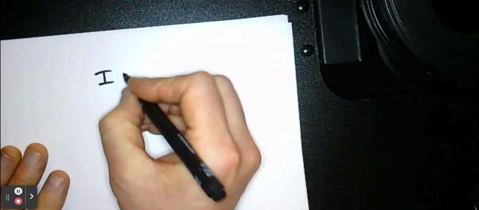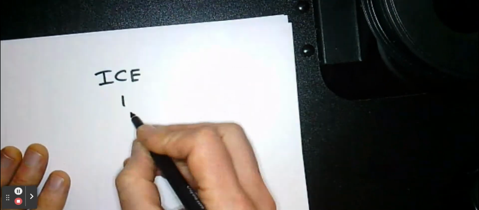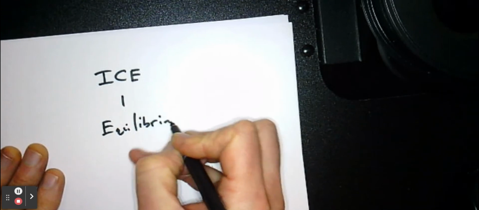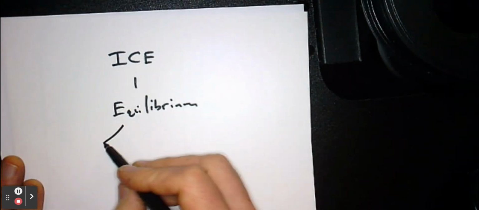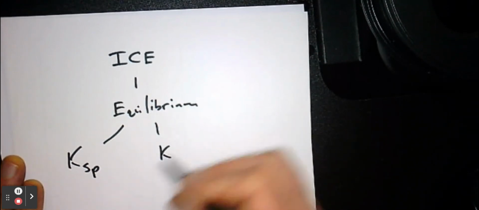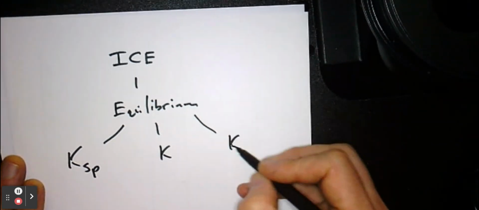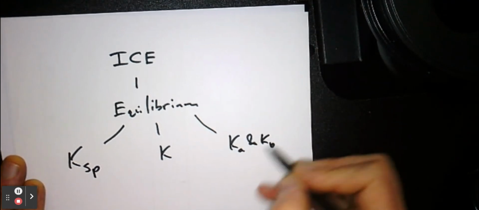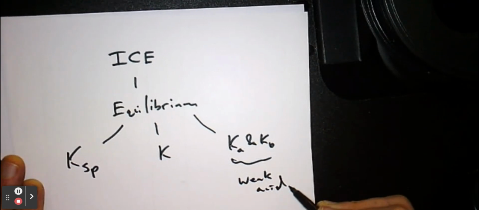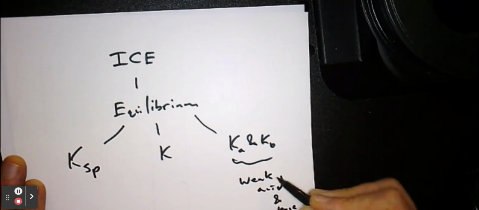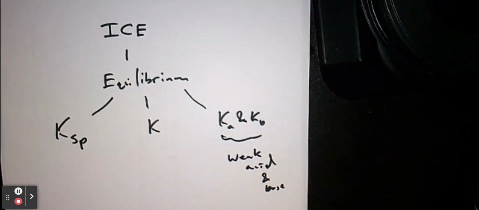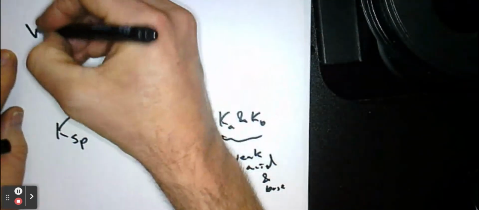An ICE table is used for equilibrium. And we're going to see that, and we're going to use it with Ksp values, with regular equilibrium constants, and for Ka and Kb, and these are weak acids and bases. So all of these things an ICE table is used for, and all of them involve an equilibrium.